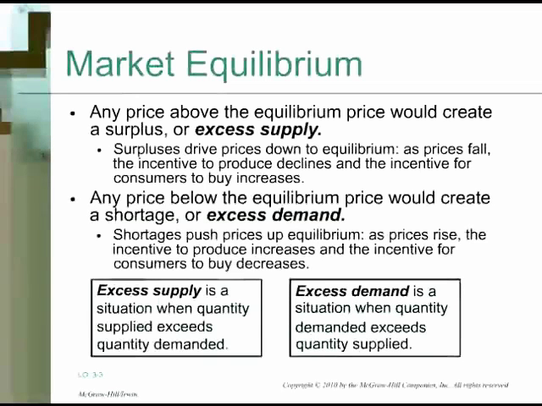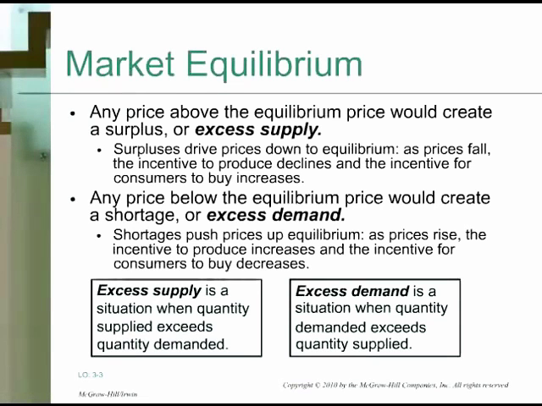Any price above the equilibrium price would create a surplus or excess supply when quantity supplied exceeds quantity demanded. Surpluses drive prices down to equilibrium. As prices fall, the incentive to produce declines, and the incentive for consumers to buy increases.